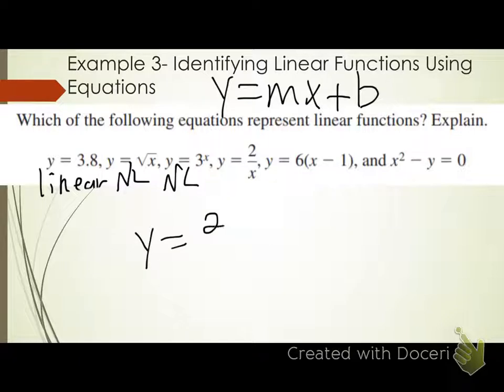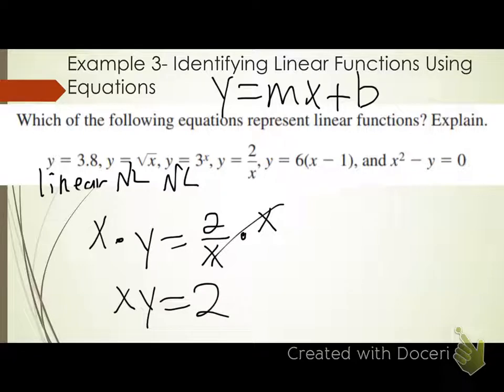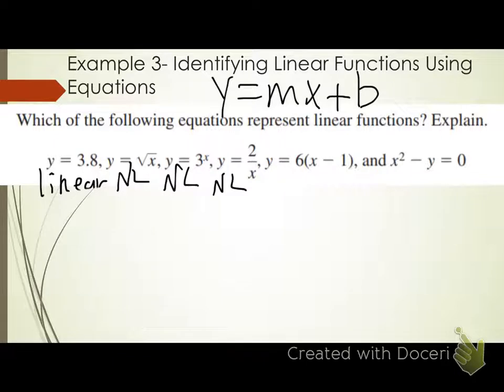Y equals 2 over x. How would I get the x out of the denominator there? Multiply by x. That'd cancel out, but I got to do that over here, correct? So I get xy equals 2. Is that y equals mx plus b form? Is there any other thing I could do to get it to y equals mx plus b? No, so what is it? Nonlinear, because it cannot be written in the form y equals mx plus b. Everyone getting the hang of this?